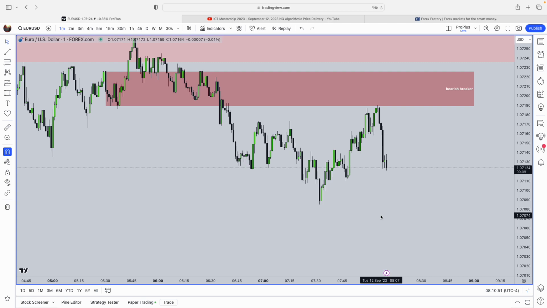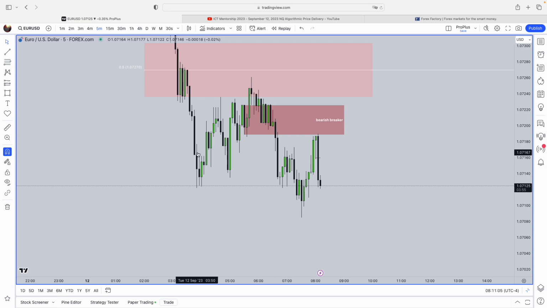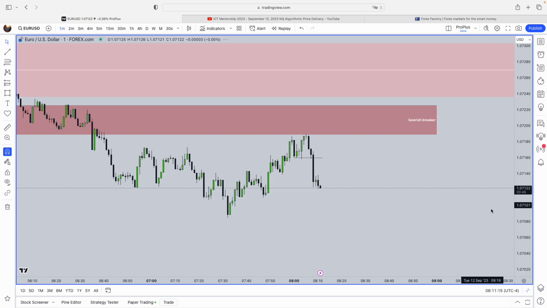Yo, so it is Tuesday the 10th, and I'm just going to take a read on the Euro USD, the Euro dollar. We'll go on the 5 minute quickly. This bearish candle here made a high, a lower low, came back into it, so that's a bearish breaker here. So I'm just looking at the 1 minute now.